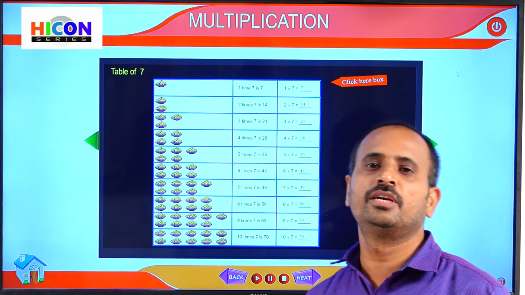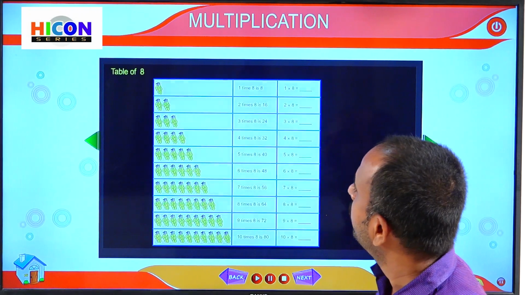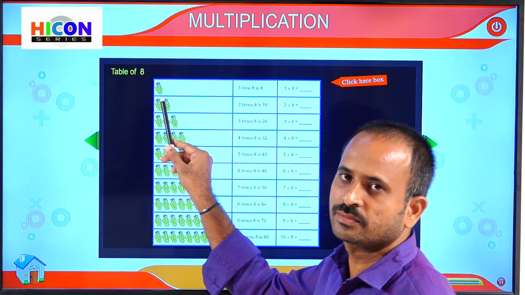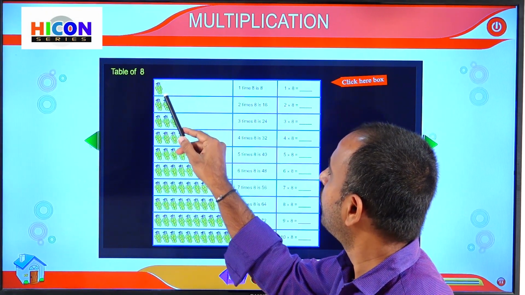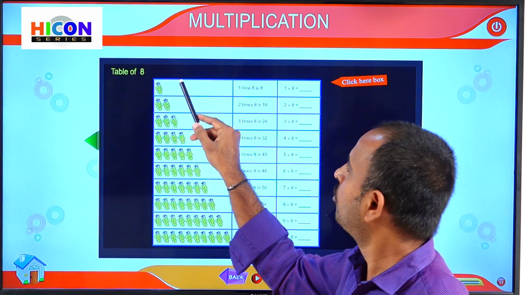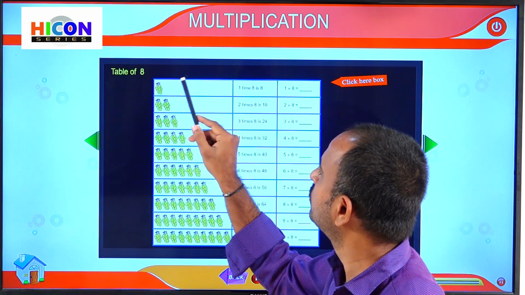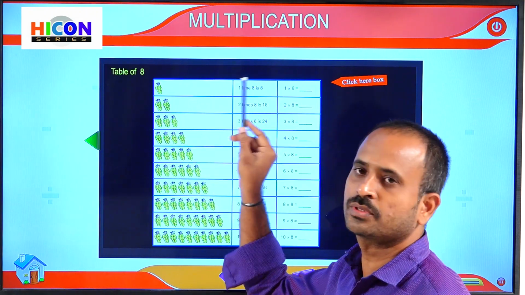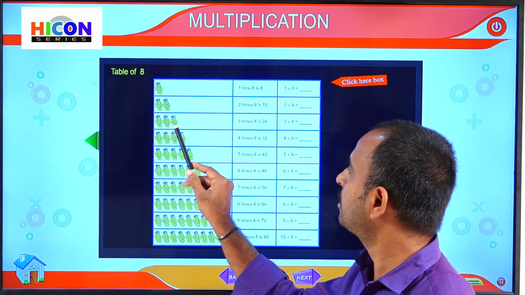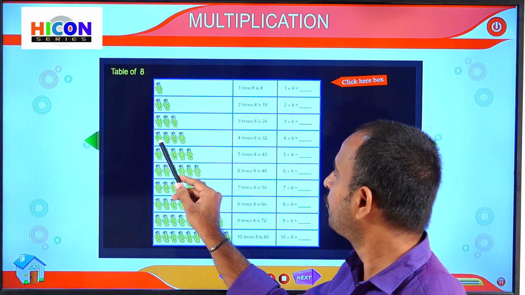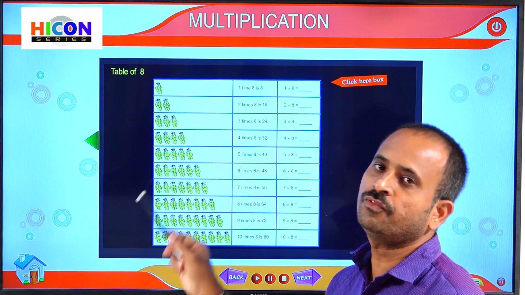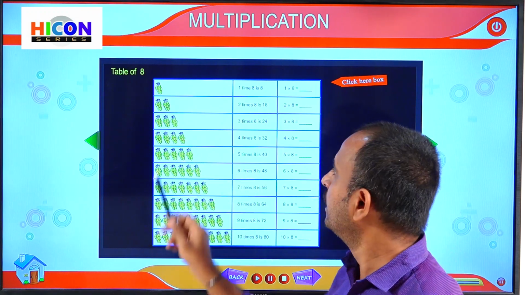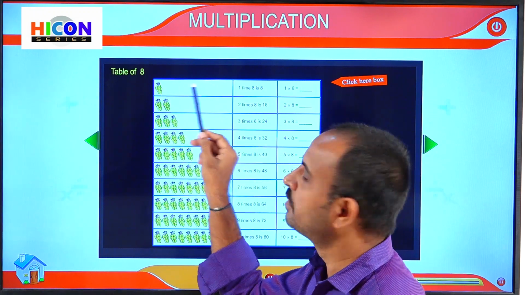So let us see the next table, that is table of 8. So children, here you are observing some fruits, and this is one group of fruits. How many fruits are there in each group? Each group has 8 fruits. In the second row, there are 2 groups of fruits. In the third row, there are 3 groups of fruits. In the fourth row, there are 4 groups of fruits. So in this way, in each row, there are some groups of fruits, and each group has 8 fruits.